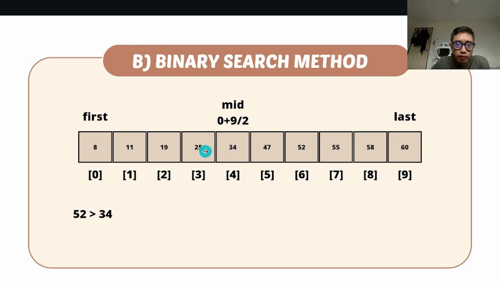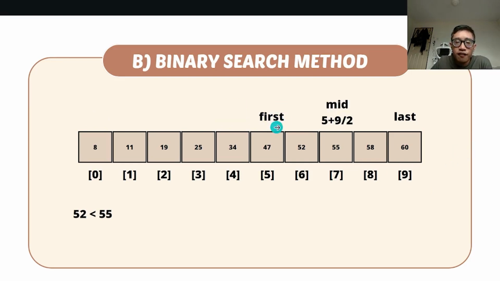After that, you need to compare the item we need to find, which is 52, with 34, and we see that 52 is bigger than 34. So we need to look at the items after index 4, which are indexes 5, 6, 7, 8 and 9. We move to the next step.